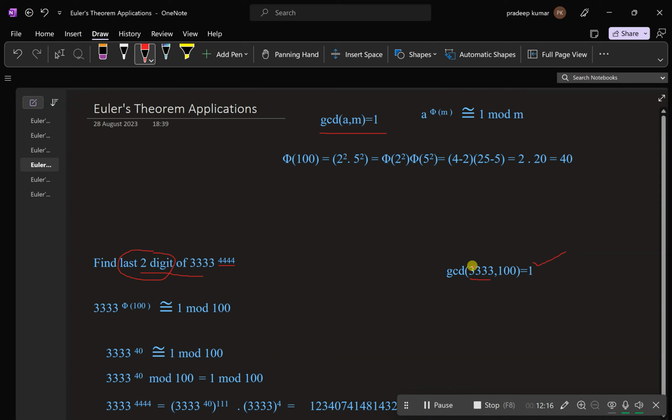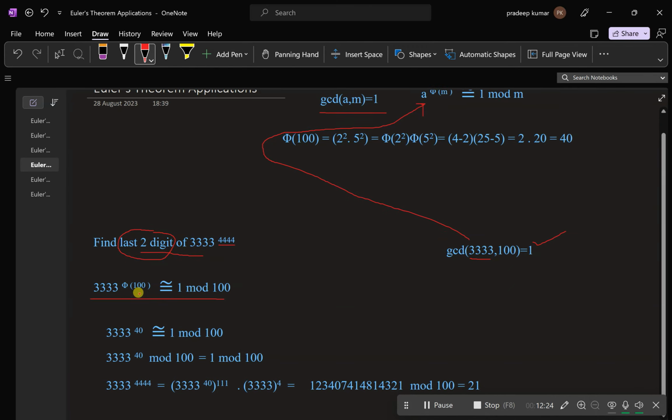So here I can directly apply this formula, isn't it? So this is what I have done. I have made the substitution. What is phi of 100? From the previous problem itself, we have seen it, but anyhow I have written it here again. So phi of 100 is 40. This one I have substituted.